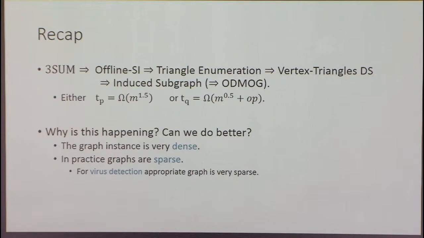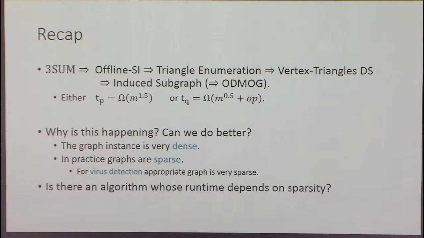If you look a little bit carefully, the graph instances that give the square root of m lower bound are very, very dense, and in practice, the graphs are very, very sparse. In particular for virus detection, they're very sparse. So we would like to find some other algorithm whose runtime depends on sparsity, and of course doesn't contradict the threesome lower bound. Is there one? Well, the answer is yes.